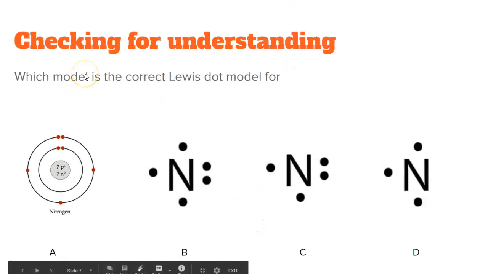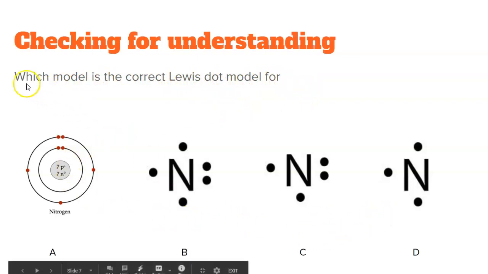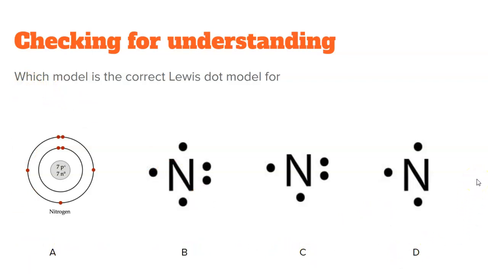Okay, so now again is your turn. Which model is the correct Lewis dot model for nitrogen? So take some time. There's A, B, C, and D. Go ahead and choose the correct one.